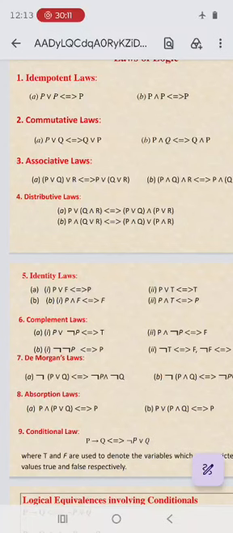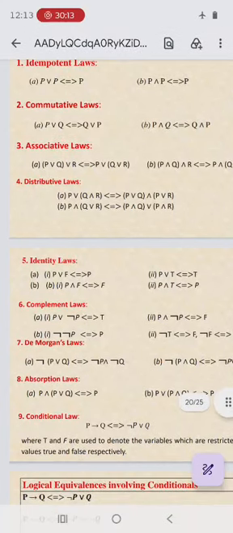Next law is the identity law. P or false is equivalent to P. P or true is equivalent to true. Then P and false is equivalent to false. P and T, meaning true, is equivalent to P.